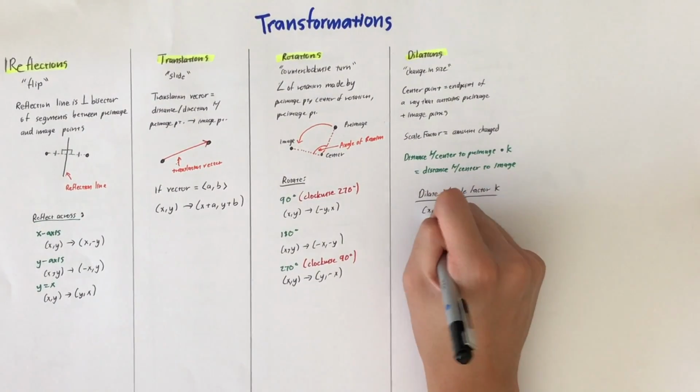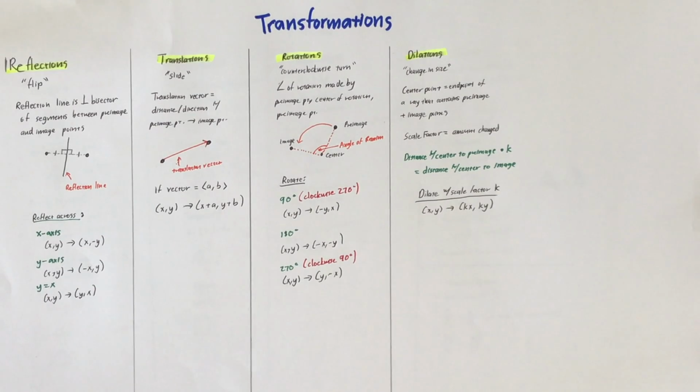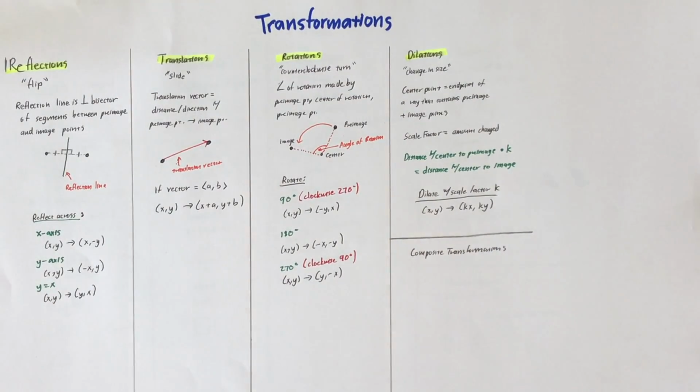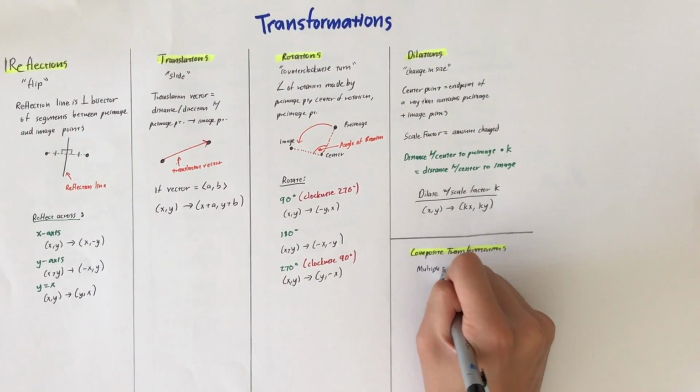So if you dilate in a coordinate plane with scale factor k, then (x, y) just simply turns into (kx, ky). You just multiply each the x and y coordinate by the scale factor. This, of course, assumes that the origin is the center of dilation. A composite transformation is when you perform multiple transformations in a row.